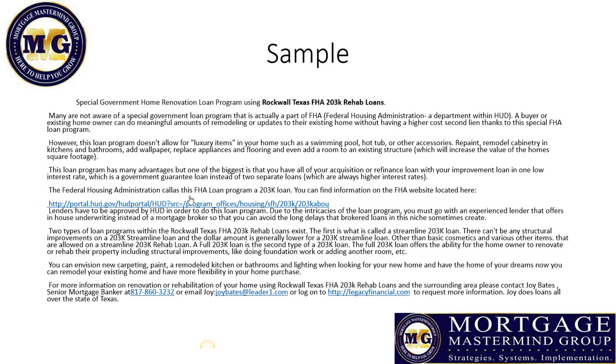The Federal Housing Administration calls this FHA loan program a 203K loan. You can find information on the FHA website located here, and we've inserted the FHA website with the link to the 203K program. The reason for that is the authority. We want the authority website on that subject linked to our post. It shows that we're also an authority on the subject. So really important in that part.